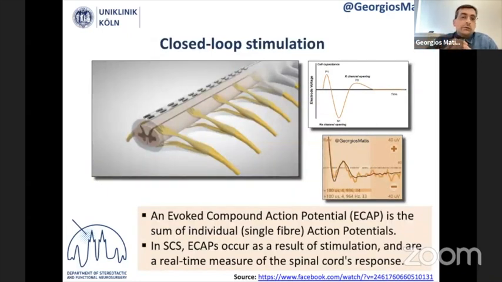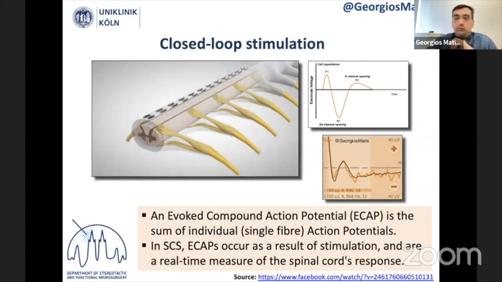An animation coming from the specific company showing the concept: we stimulate. Because of the stimulation, ECAPs are generated. The lead can capture these ECAPs and correspondingly adjust the stimulation. If you open your physiology book, you will see this picture here on the upper right corner with an ECAP with two positive waves, one negative wave. In the operating room, we see this picture here, the orange picture.